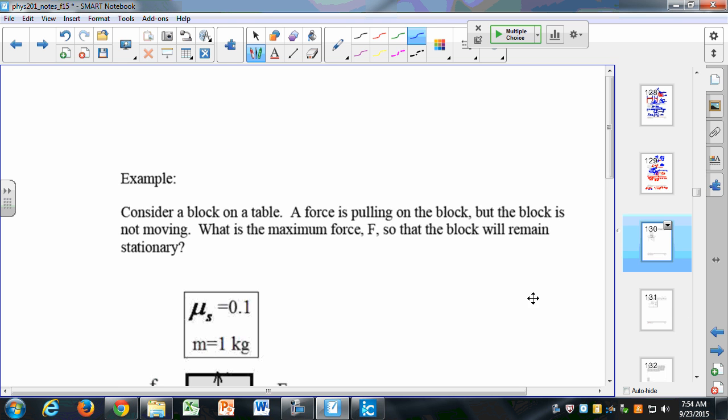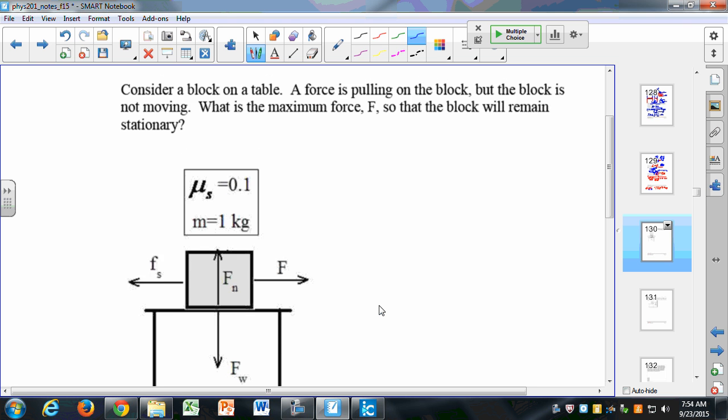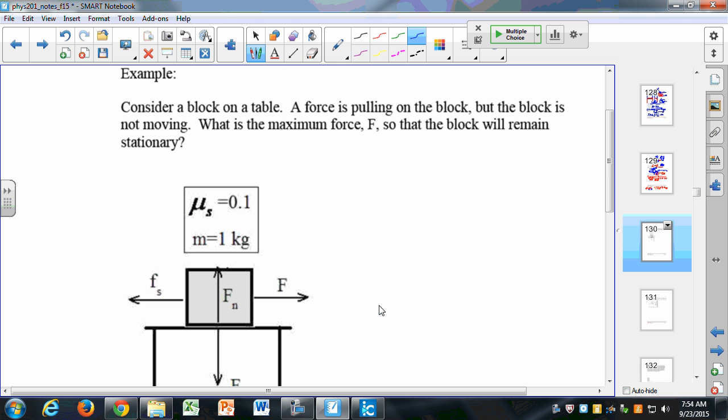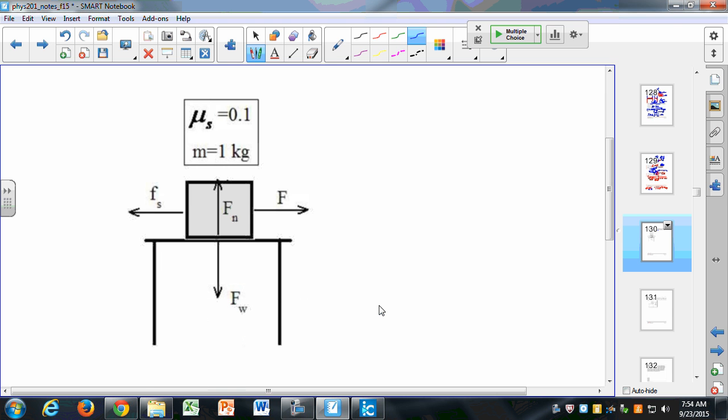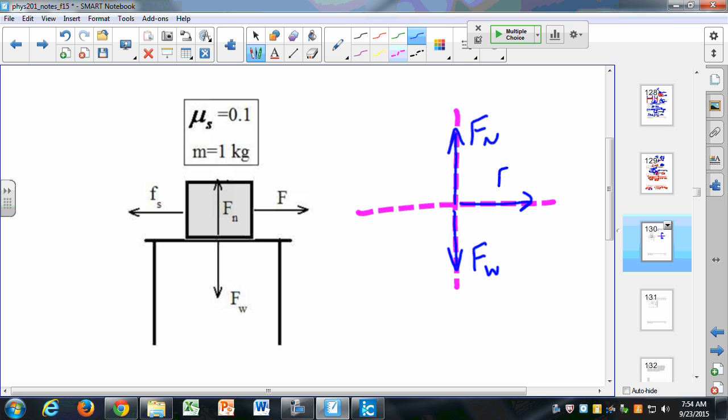Let's look at a really simple problem. I have this block. Force is pulling the block. The block is not moving. What is the maximum force F so that the block will remain stationary? So here I've already labeled all the force vectors. I can do my coordinate system here. You probably shouldn't really need to do this, but let's just go ahead and do it just for the sake of being thorough. My normal force is there. My weight is here. I have a force here. And then this is my Fs.